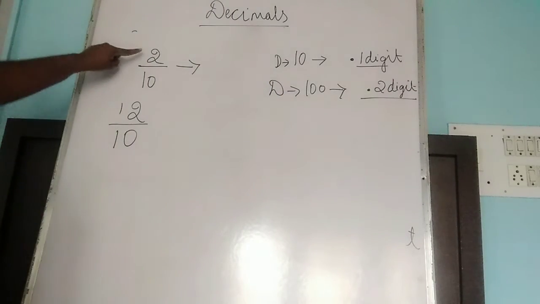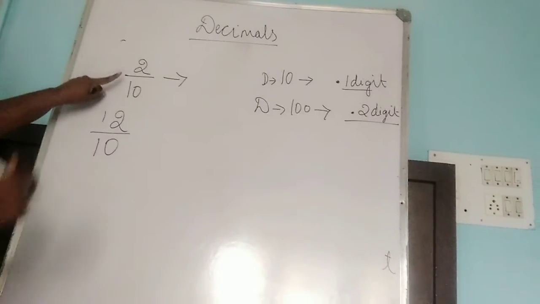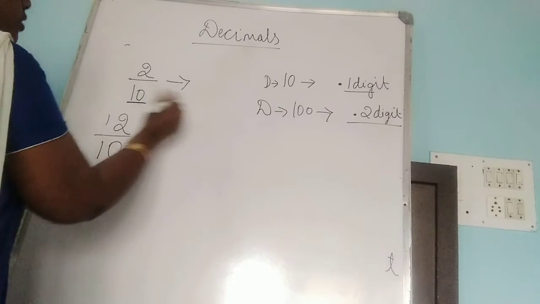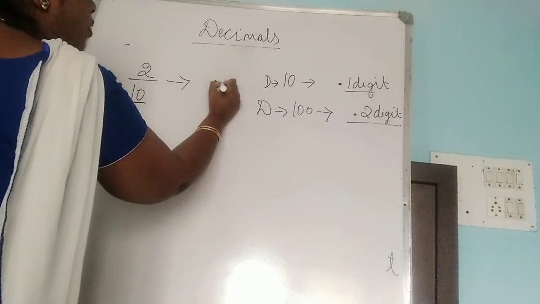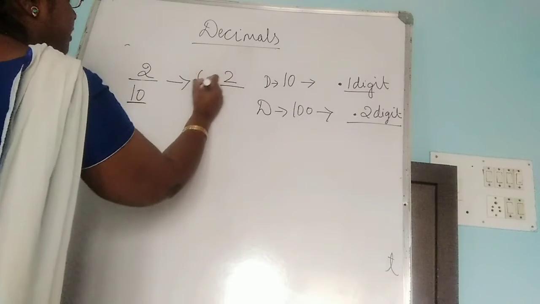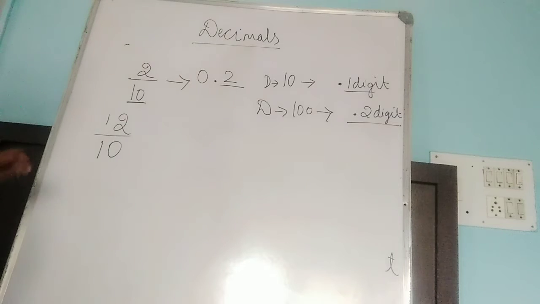Okay, let us take 2 by 10. Since here the denominator is 10, after the point you should have one digit. So what is our digit? 2. So here it will be 2 and here it will be 0. So the answer for this is 0.2. If it is a single digit, it is easy to write 0.2.